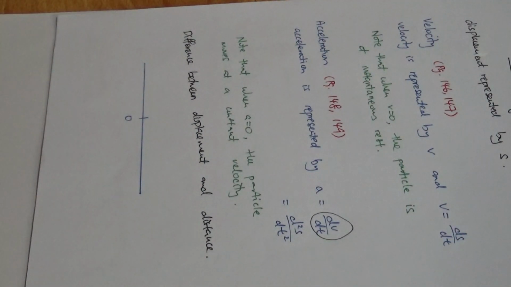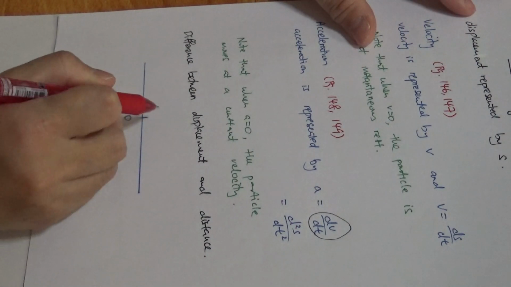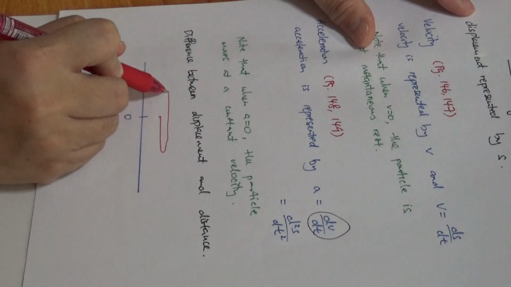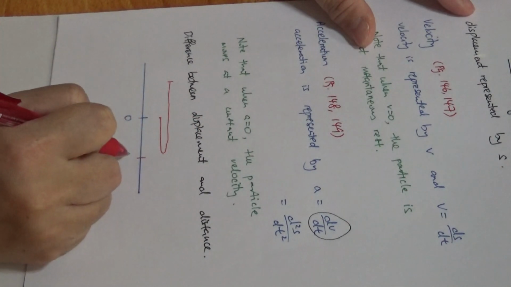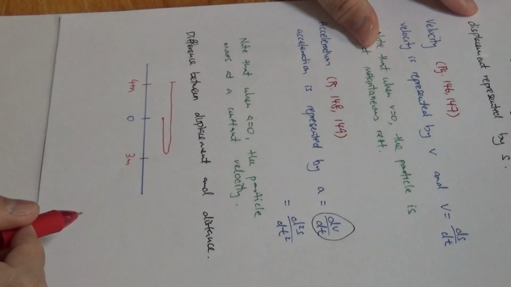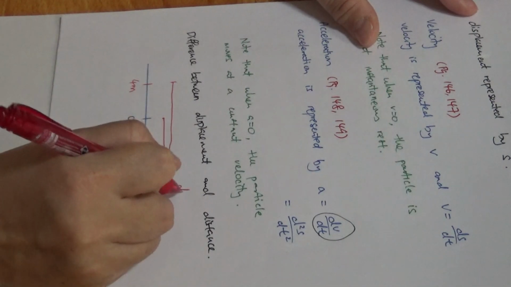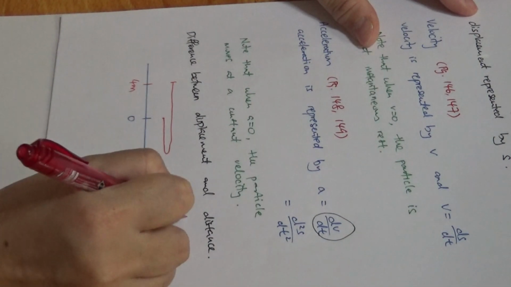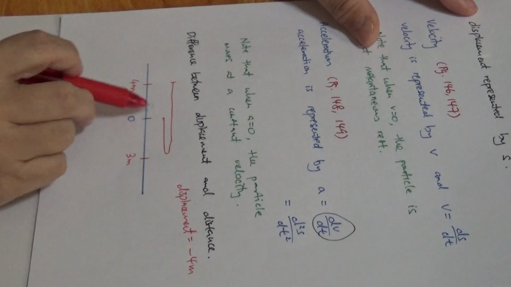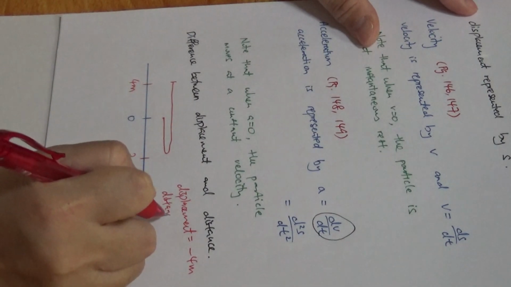Okay. Now, what's the difference between displacement and distance? This is an important concept here. Now, for example, if I have a particle that starts from here and it moves from here, then it turns back here. Now, let's say this is 3 meters, this is 4 meters. Okay, now the displacement of the particle from O is actually negative 4 meters. That means with respect to O, this is the distance here.